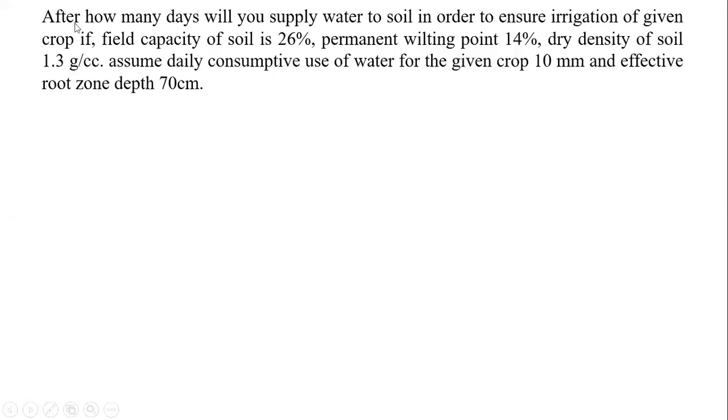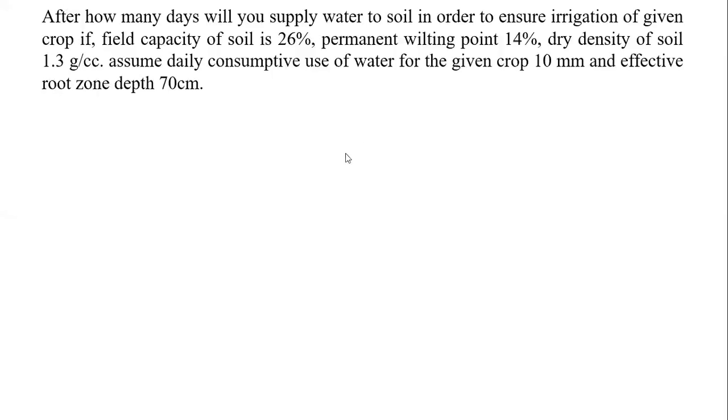I'll go for this one. After how many days will you supply the water to the soil in order to ensure the irrigation of a given crop? If field capacity of the soil is 26%, permanent wilting point 14%, dry density of the soil 1.3 gram per cc. Assume daily consumptive use of water for the given crop is 10 millimeter and effective root zone depth is 70 centimeters. Do fastly. Note down the example fastly.